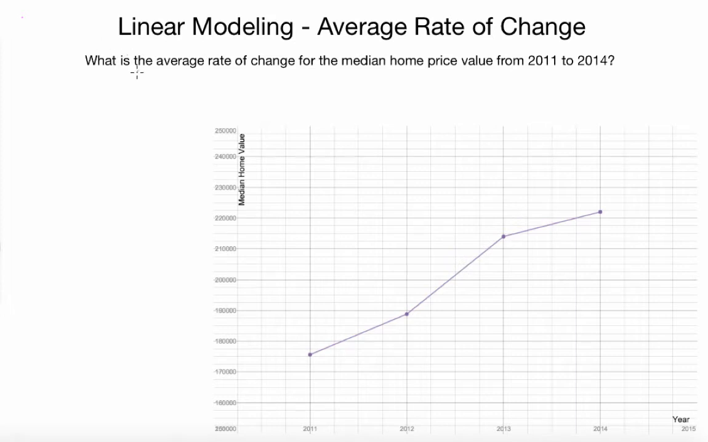And the question is, what is the average rate of change for the median home price value from 2011, from right here, to 2014, right here? Another way to interpret what this problem is asking is: if I just drew a straight line from there to there, recognizing that it's data, sometimes it's above, sometimes it's below, it doesn't fit my line perfectly, but if I draw a straight line, what's the slope of that line? Slope is the average rate of change, and so we want to find the slope of the line.